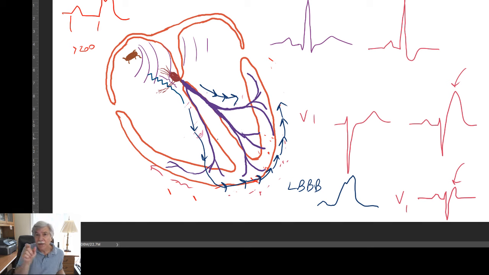The HV interval, if it's short, tells you that one of the bundles, one of the hemifascicles, is conducting normally, and it's just two of them that are diseased. But if the HV is long, it tells you all three are diseased. And that's the kind of patient where it's equivalent to type 2 second degree AV block.